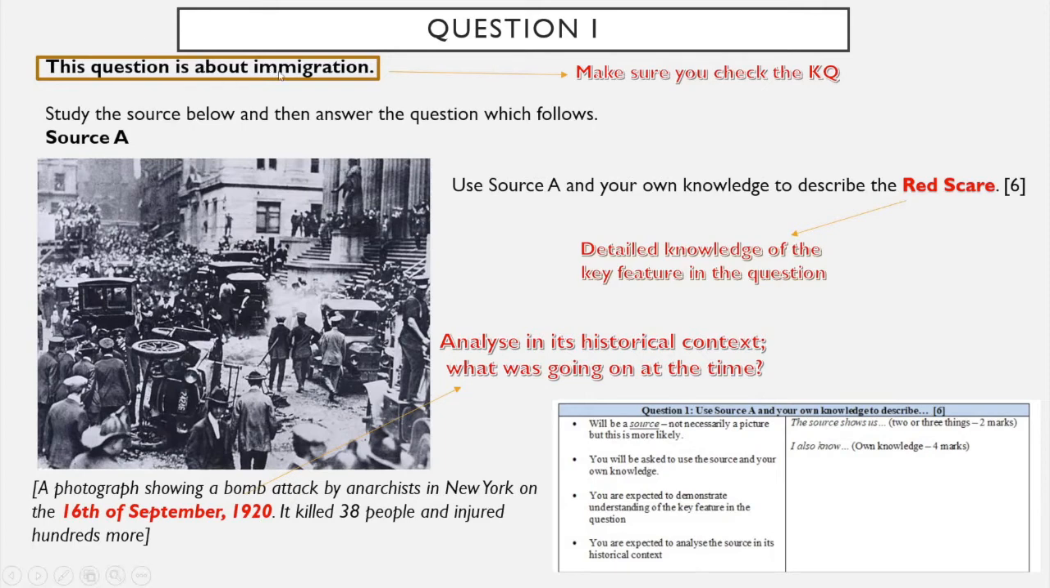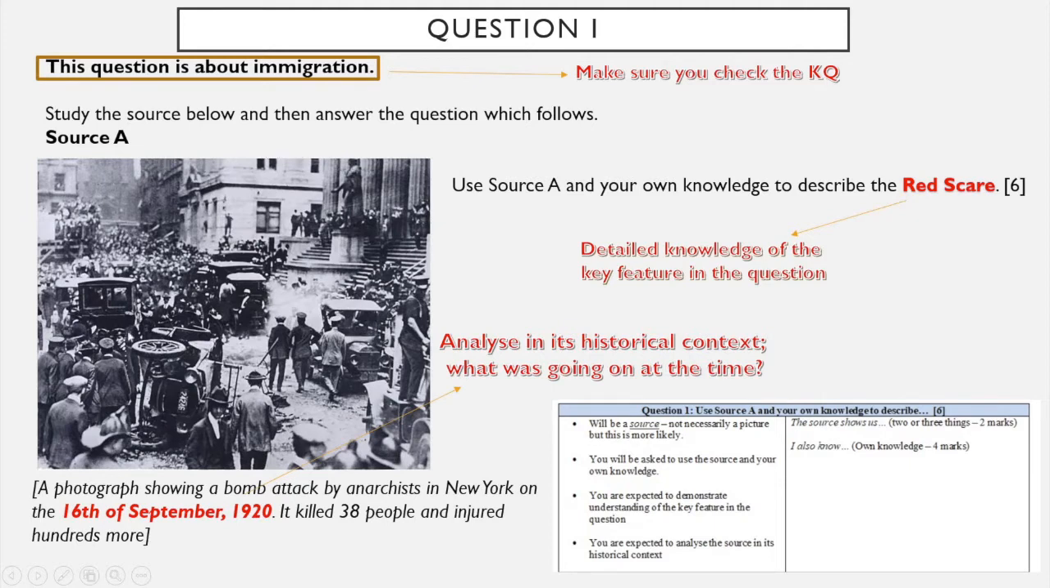up here to make sure that you're understanding what key question the question is talking about. Check this for every single question, okay? We know now that we're looking at key question 1, which is immigration. So we know that the information and the content of that key question is what is needed to answer this. So study the source below and answer the question which follows.